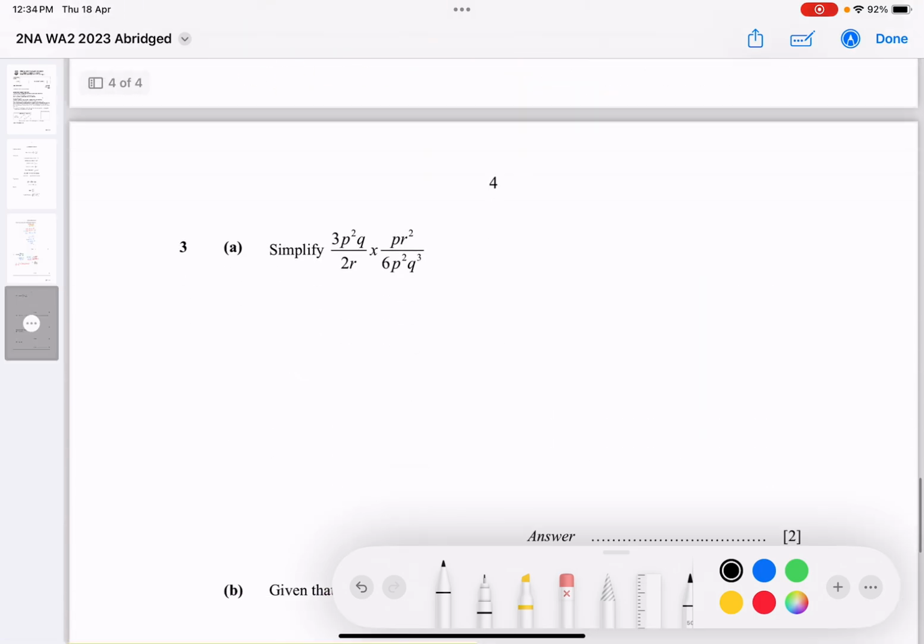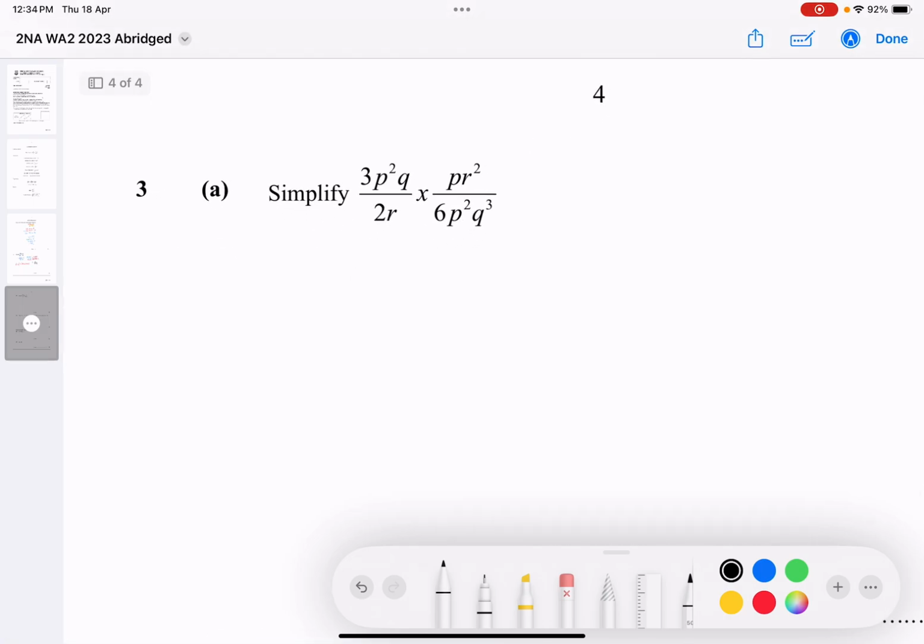Okay, let's move on. Next question, question number 3. This one, how to do? All the numbers push to one side. 3 divided by 2 times 6. All the numbers I push to one side because I can use my calculator to simplify for me. I told you this before. When you have simplification questions, if there is no plus and minus, you can do this. All the numbers you push to one side. Then the variables, you just write it out.